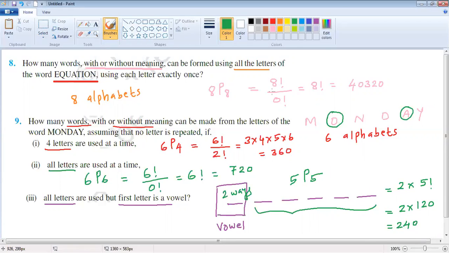Okay. So now we will discuss, in all these situations we saw that the given n objects were all different. Now if some of the letters are repeating, what will happen? That we will discuss in the next class.